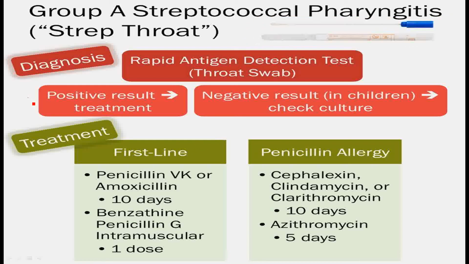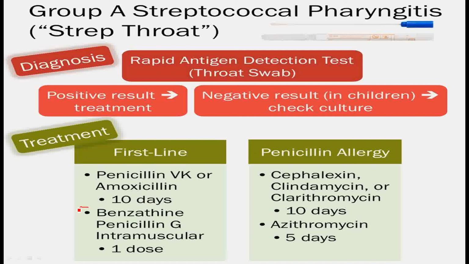If the test comes positive, then what is the treatment? So let's see the treatment. First line treatment. First line treatment is point 1: penicillin VK or amoxicillin, and these are taken for 10 days. We can see that penicillin and amoxicillin are taken for 10 days, and these are first line treatment.